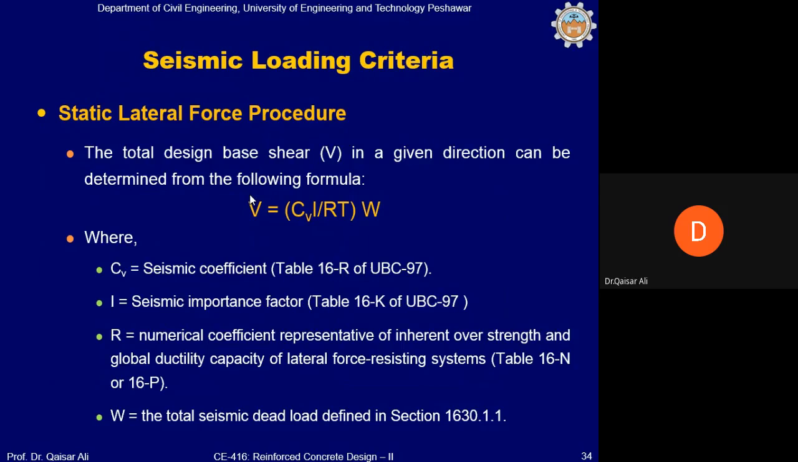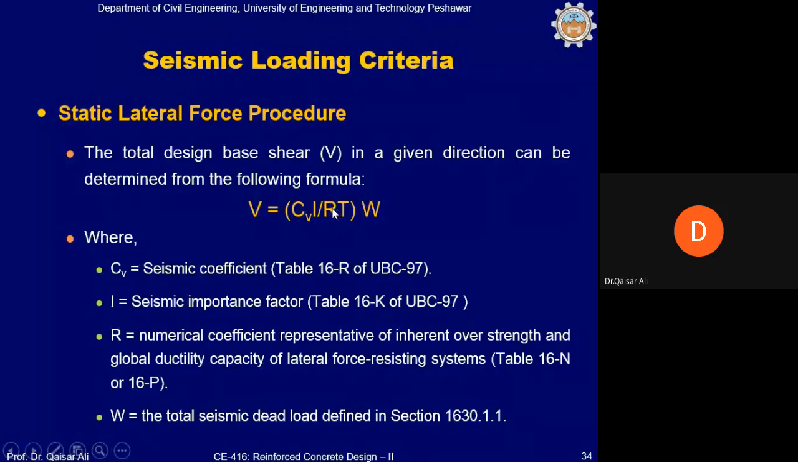Similarly, R is another factor which is explained in this slide. So let's see what the parameters in the base shear equation are. V is the base shear or push at the base. CV is a seismic coefficient which depends on the seismic zone, and this can be obtained from table 16R of the UBC 97. I is the importance factor, which depends on the importance of the building. Again, this is available in the table.